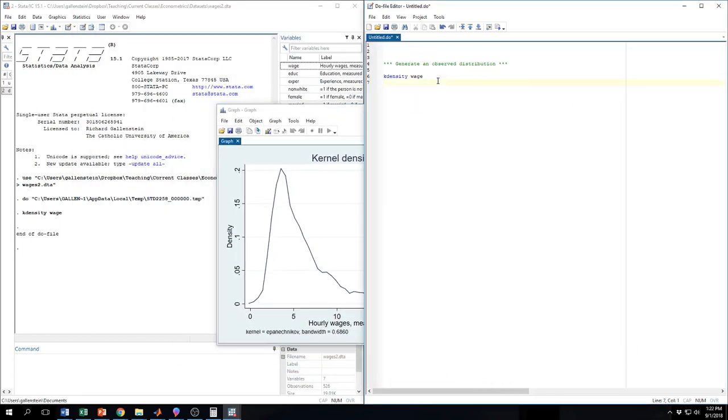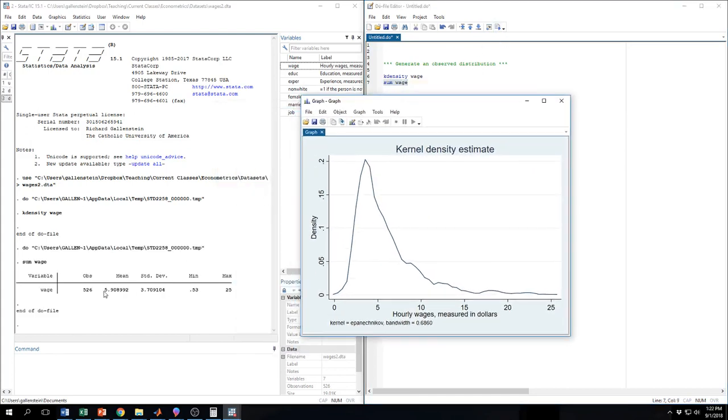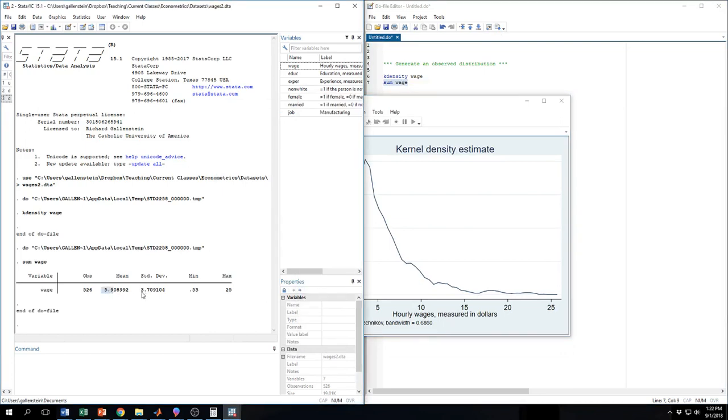Now let's get some summary statistics on this. All right, summarize wage. Let's click that. Boom. All right, here we go. What do we got? We've got a mean of 5.9 and a standard deviation of 3.7.